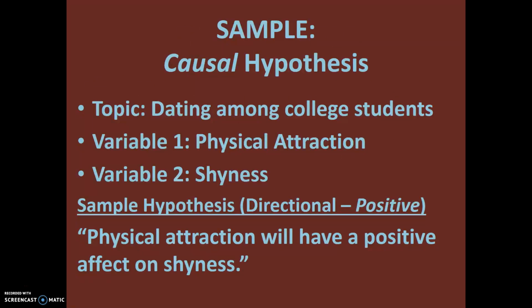We're going to keep our topic of dating among college students, and we're going to look at the variables physical attraction, and variable 2 will be shyness. A sample hypothesis for this type will state that physical attraction will have a positive effect on shyness. That means that the presence of one variable will cause the other variable, the dependent variable, to increase.